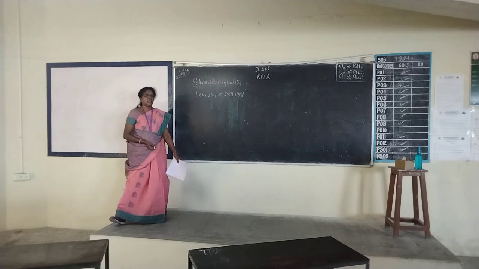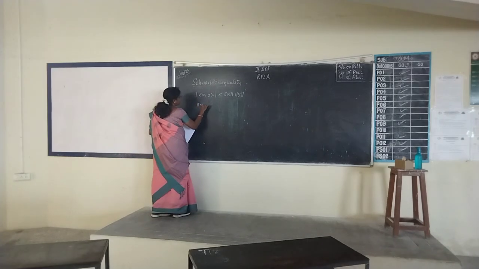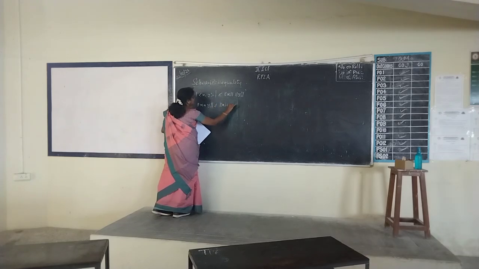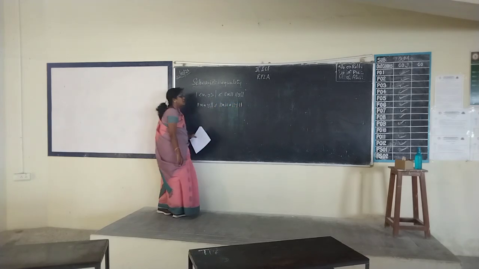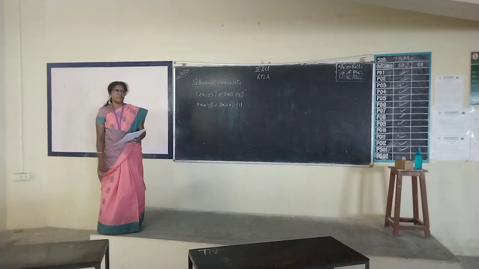Second one, triangle inequality. So write down: norm of x plus y is less than or equal to norm x plus norm y.